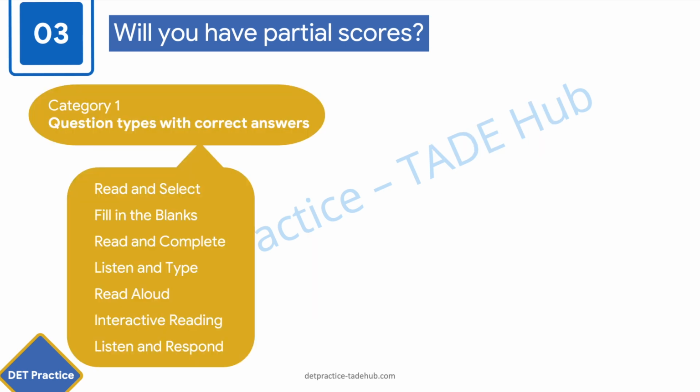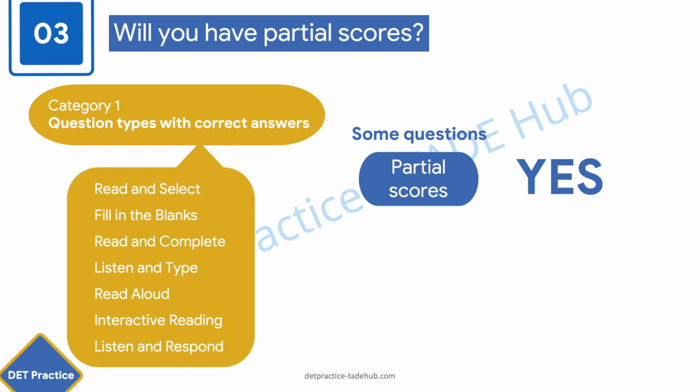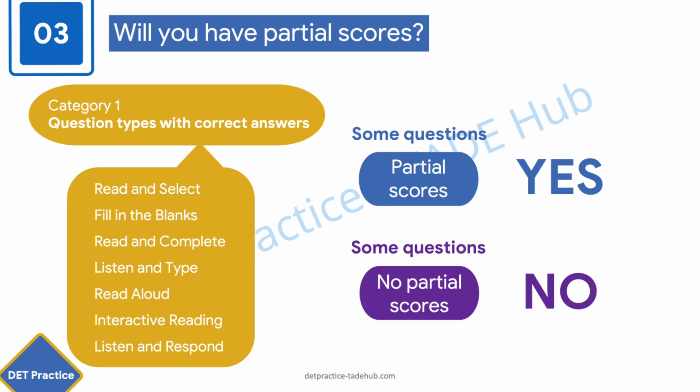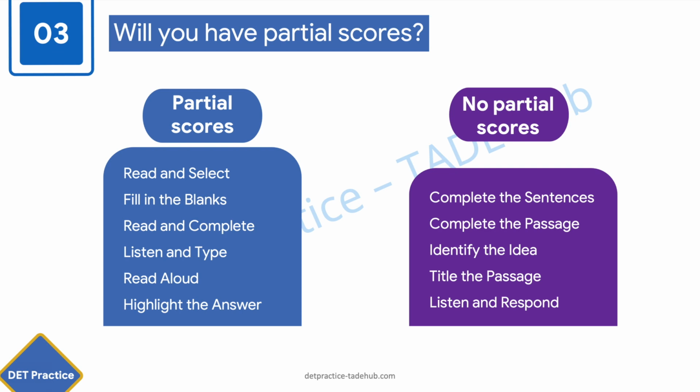When it comes to category 1 question types with correct answers, for some questions, yes, we have partial score, but for other questions we do not. The partial scores lie in the read and select, fill in the blanks, read and complete, listen and type, read aloud, and highlight the answer, while no partial scores include complete the sentences, complete the passage, identify the idea, title the passage, and listen and respond.